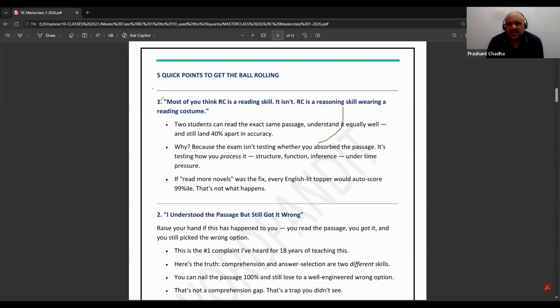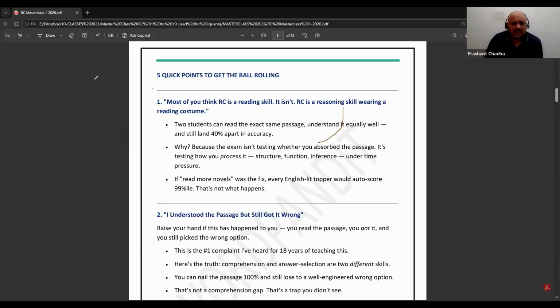Most of us think that RC is a reading skill, right? Along with the reading skill, it's actually a reasoning skill as well. So you have two types of students. One person understands the passage very well, but still ends up with low accuracy in that passage. This is something that happens with a lot of people, something that actually goes wrong in exams.